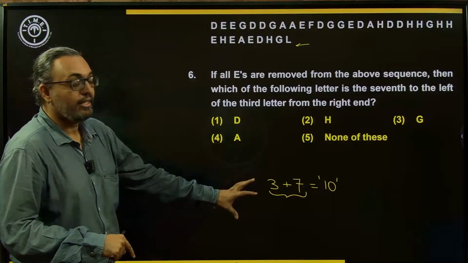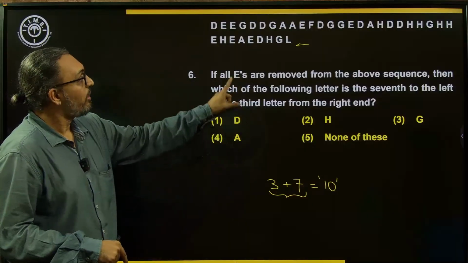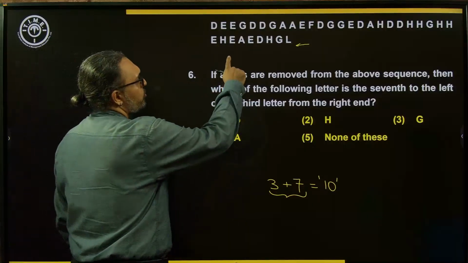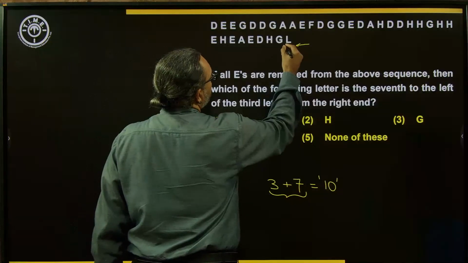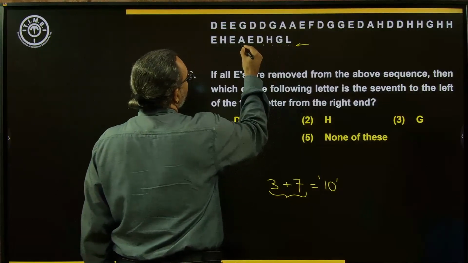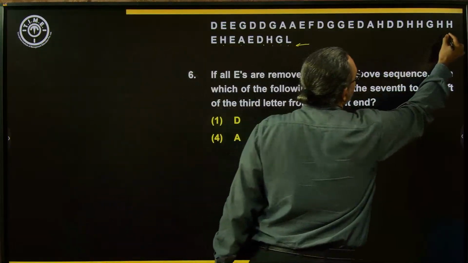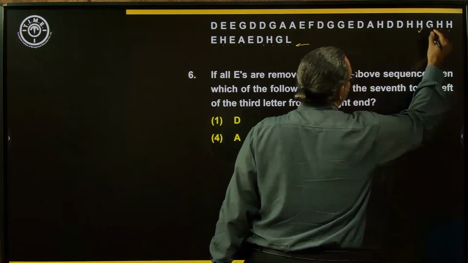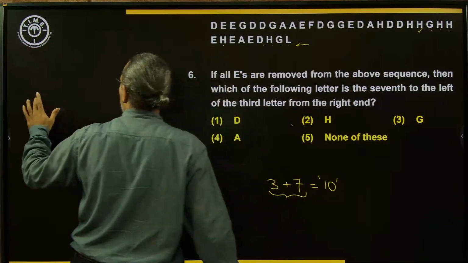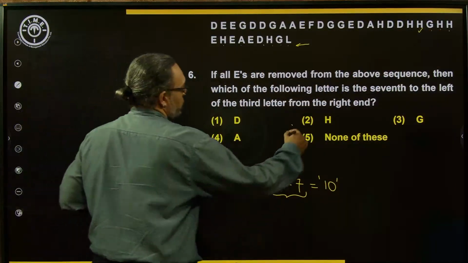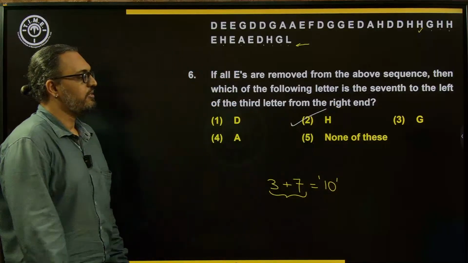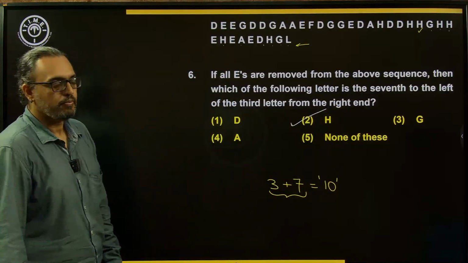So I need the 10th letter from the right end. But all E have to be removed, so you just don't count E at all. So you have 1, 2, 3, 4, then 5, 6, then 7, 8, 9, 10. So the 10th letter you have is H, and that is available in choice 2 as the answer. Understood?